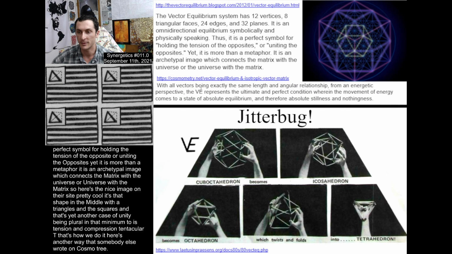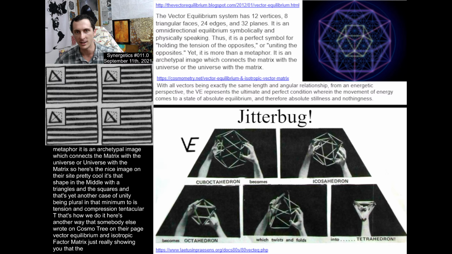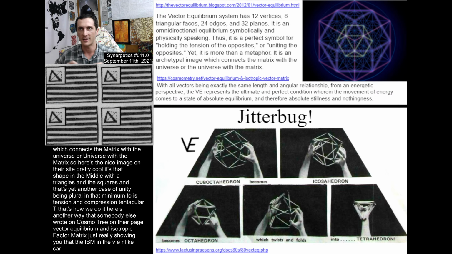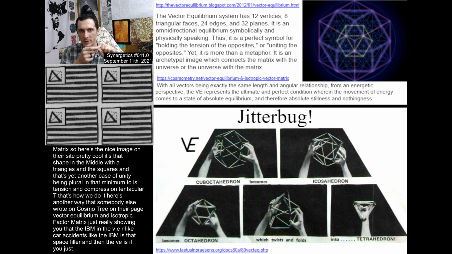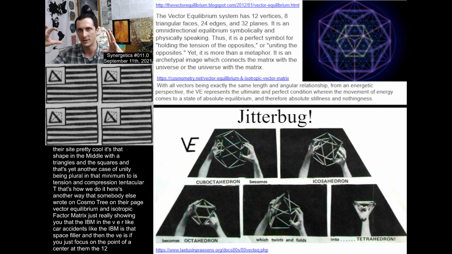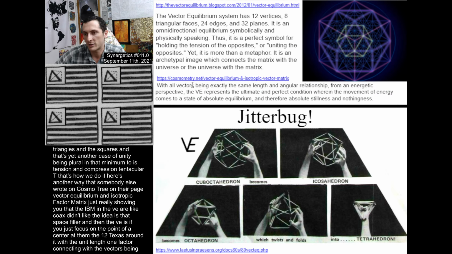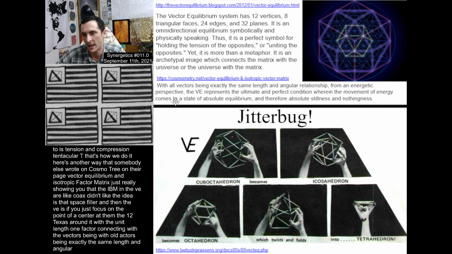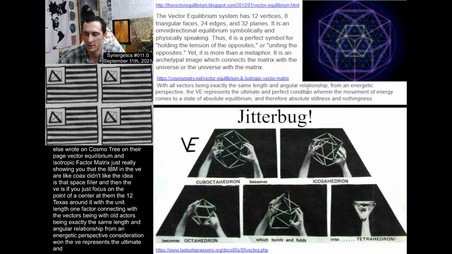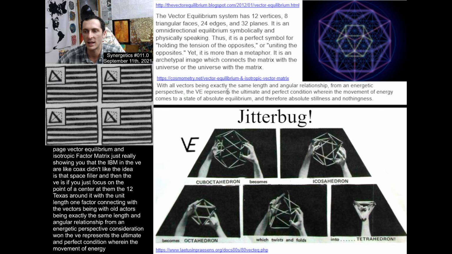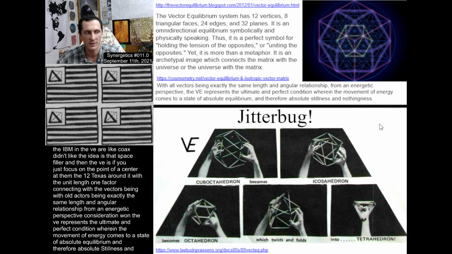cosmotry.net, on their page, vector equilibrium and isotropic vector matrix, just really showing you that the IVM and the VE are coexistent. The IVM is that space filler, and then the VE is if you just focus on the point in the center and then the 12 vertexes around it with a unit length 1 vector connecting it. With all vectors being exactly the same length and angular relationship, from an energetic perspective, consideration 1, the VE represents the ultimate and perfect condition wherein the movement of energy comes to a state of absolute equilibrium, and therefore absolute stillness and nothingness. So cool.